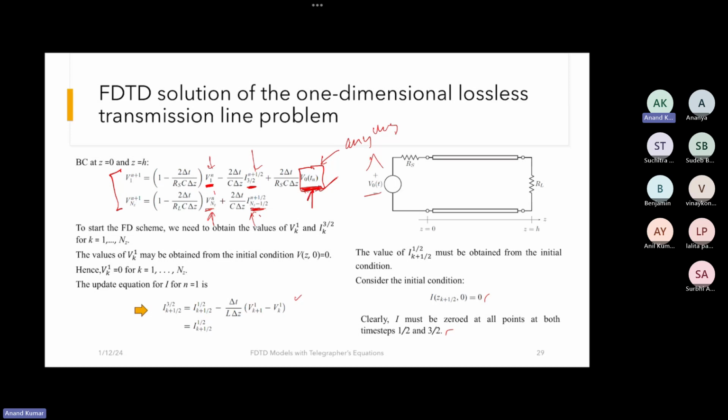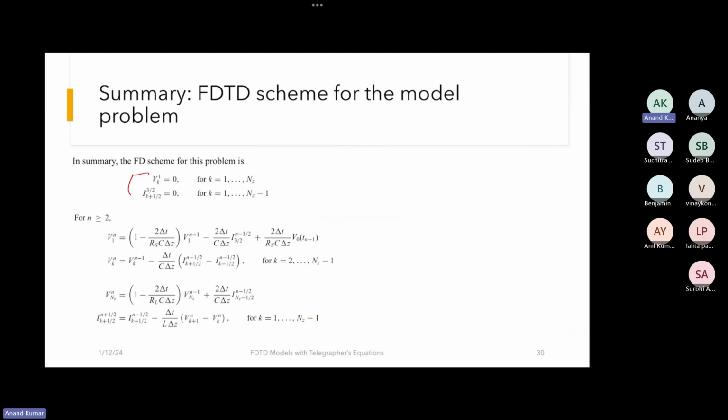In the first run, you give your excitation at this particular point. These are the boundary conditions, and when we discretized the problem, we got the update equations throughout the simulation space. So in summary, your voltage and current values in the beginning of the scheme will be 0 for all the points, and then after your first iteration, these are your update equations.